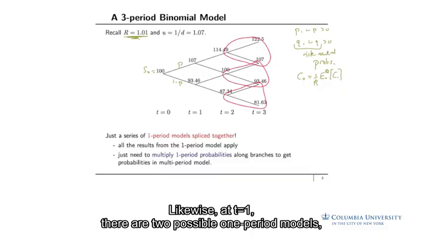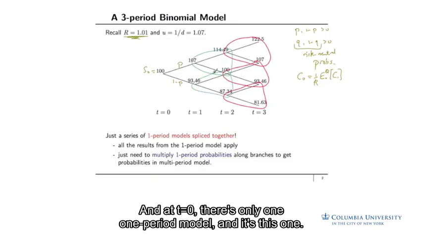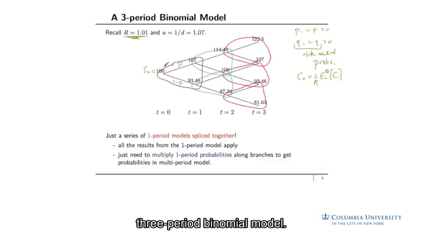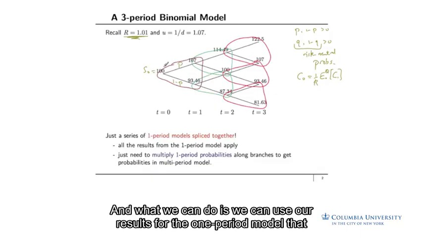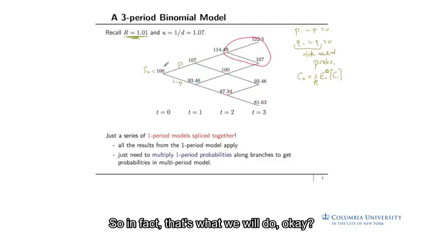Likewise, at t equals 1, there are 2 possible one-period models. There's this model, and there's this one-period model. And at t equals 0, there's only one one-period model, and it's this one. So in fact, we see we've got 6 different one-period models in this three-period binomial model. And what we can do is use our results for the one-period model that we developed in the last module on each of these 6 one-period models. So in fact, that's what we will do.